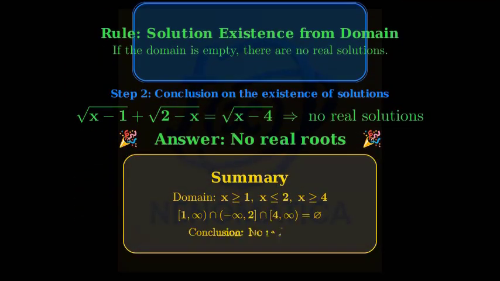Recap. We followed the algorithm exactly. 1. Write non-negativity for each radicand. 2. Intersect intervals. 3. Because the intersection is empty, there is no real solution. Great work!